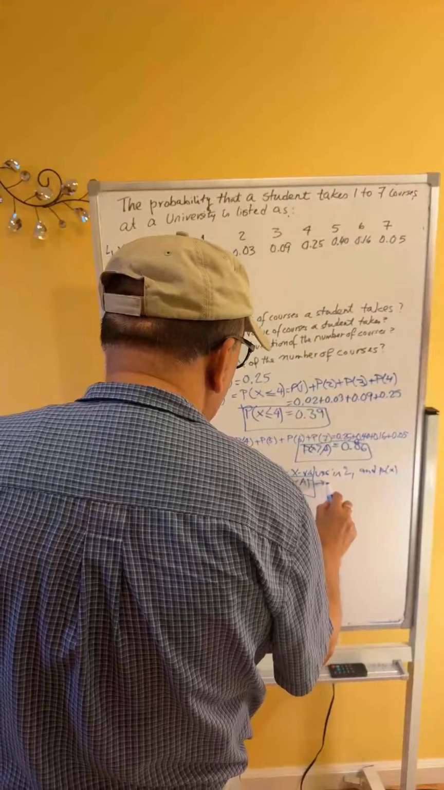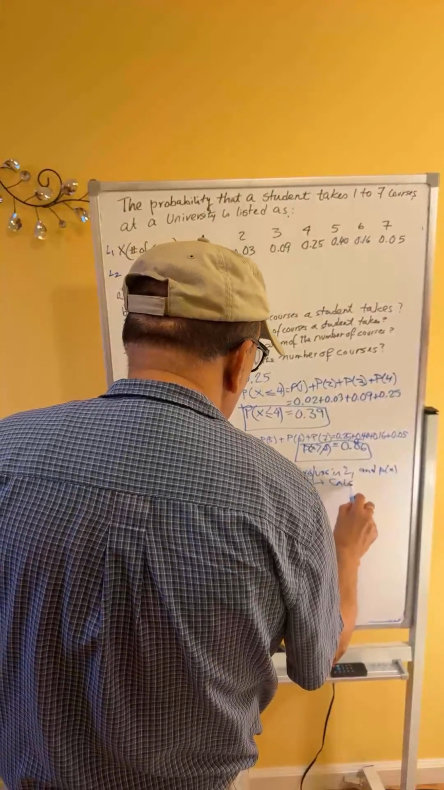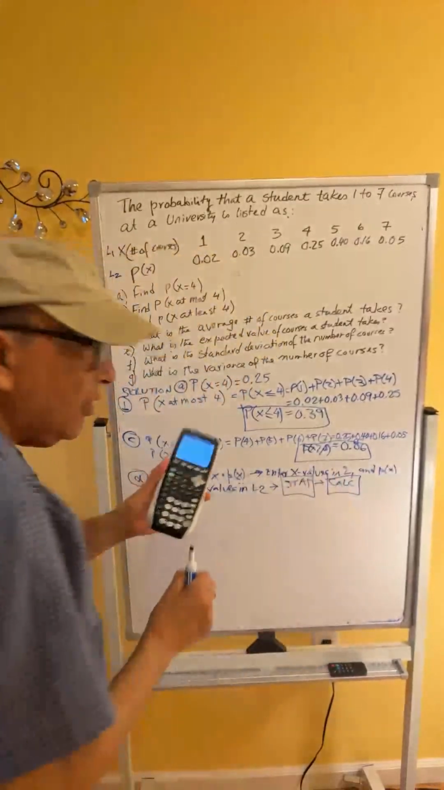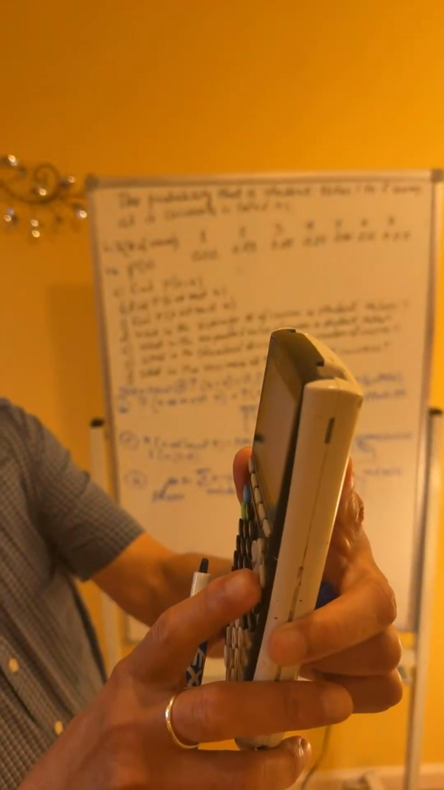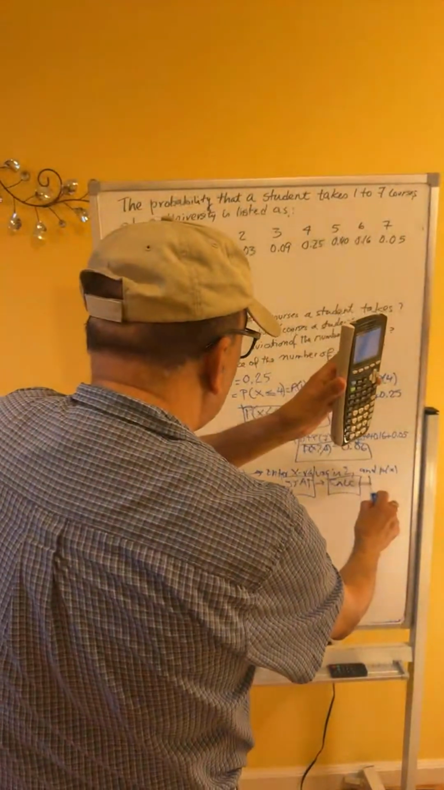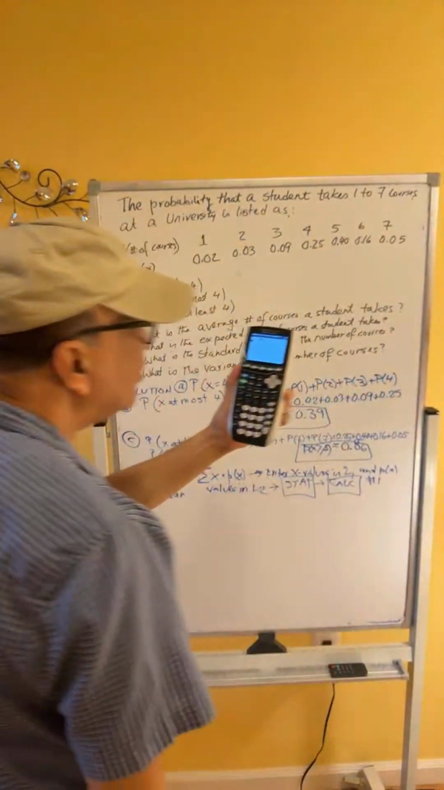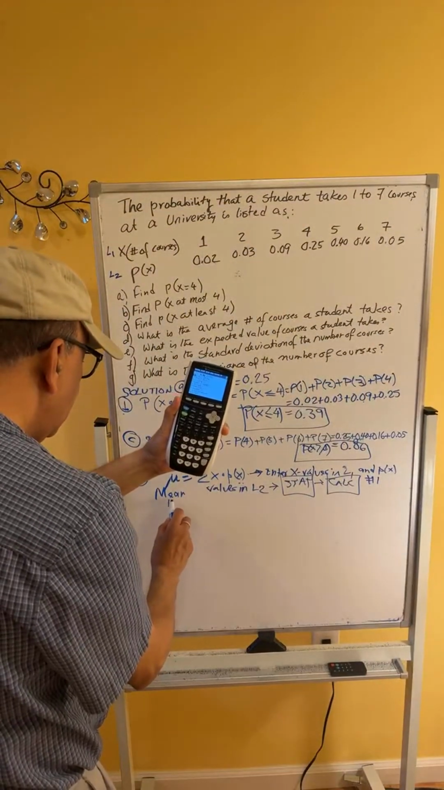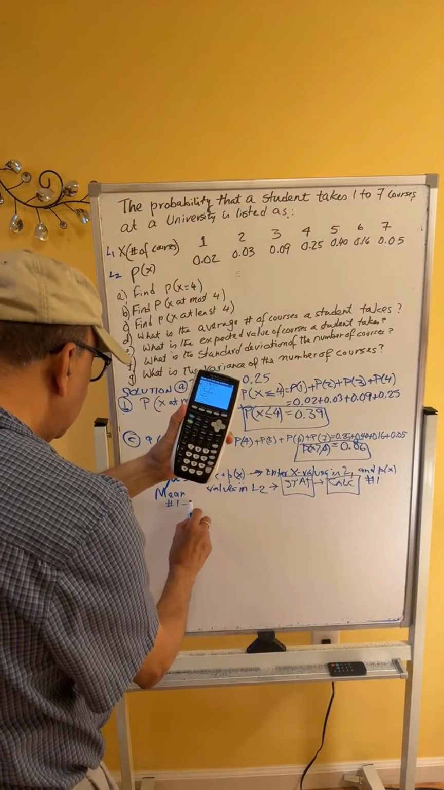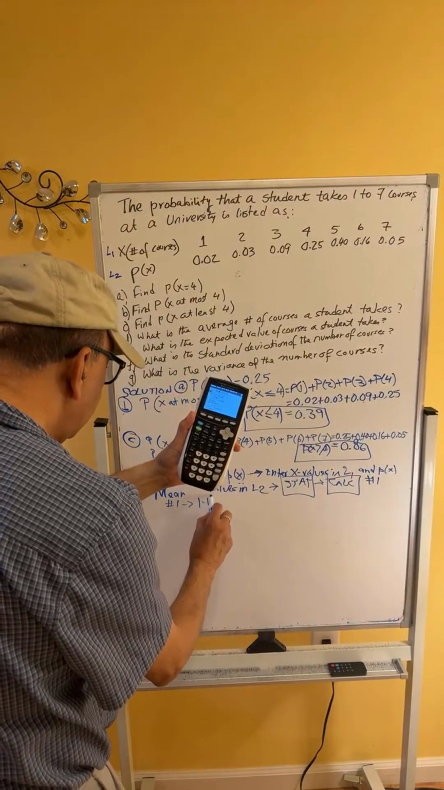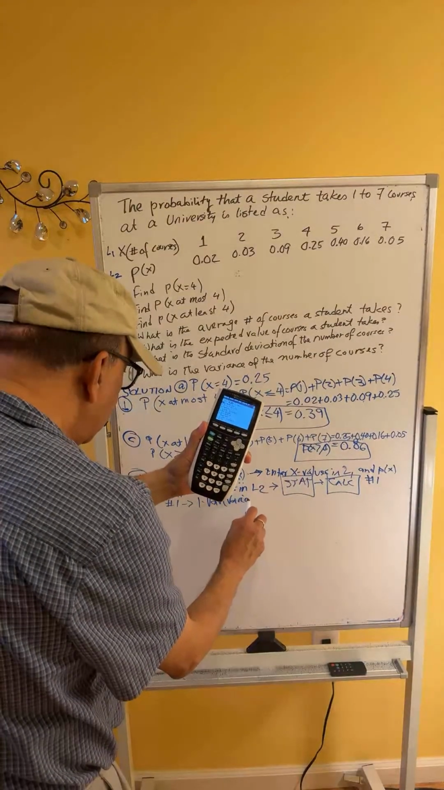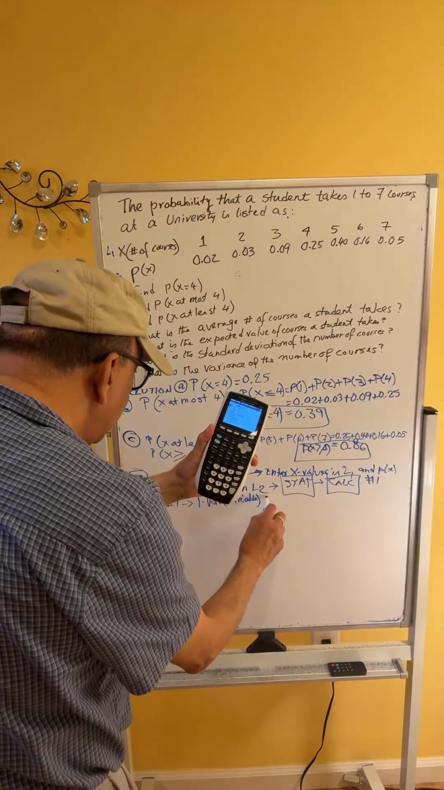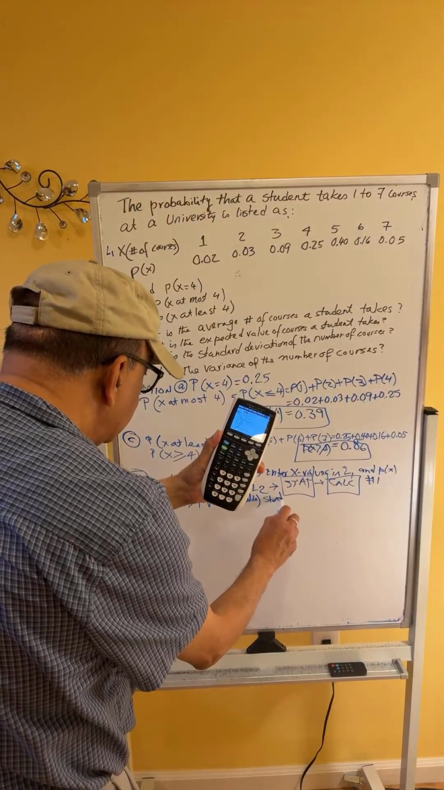and then highlight calc on the top row. Highlight means move the cursor on the top row from edit to calc, and then select number 1. Okay, number 1 is 1-Var Stats. 1 var stands for one variable. Why 1 variable? Because x is the only variable. That's why, x is the number of courses.